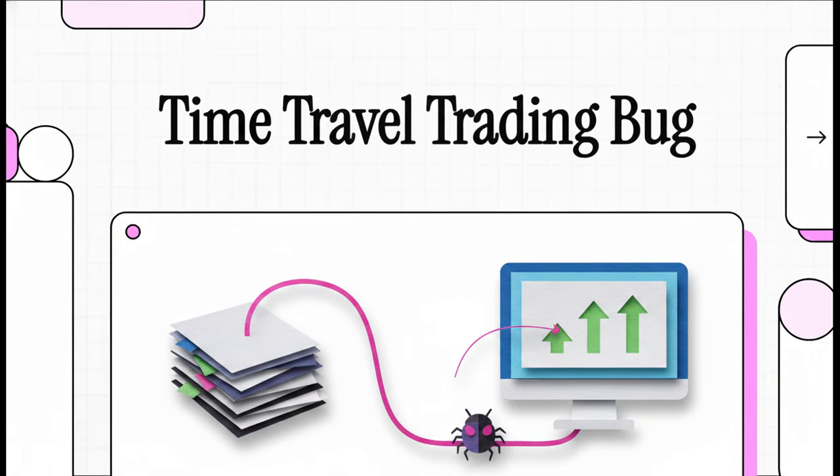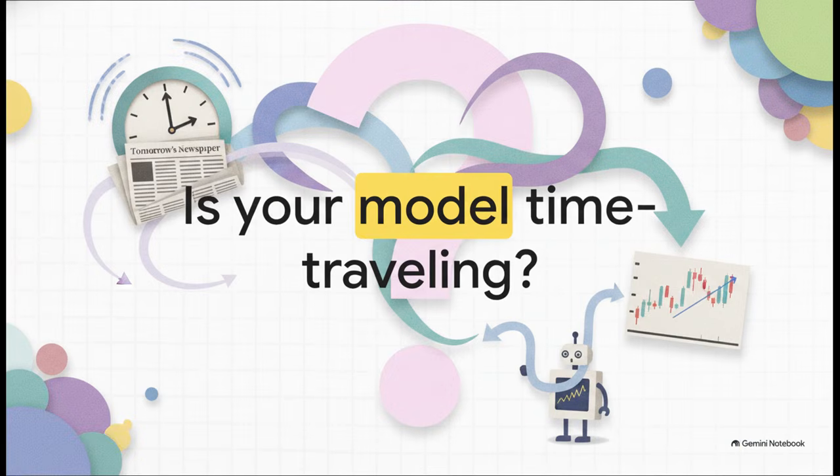And this isn't just a minor glitch. It's the kind of thing that can turn a mediocre trading algorithm into a billionaire on paper, and a complete, absolute disaster in live markets. Let's get into it. So, think about it for a second. Is your ML model time traveling?